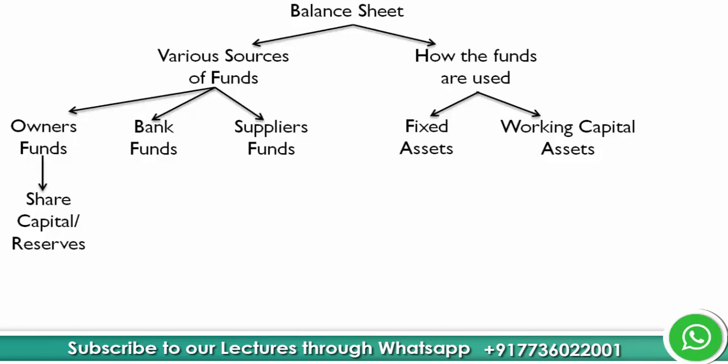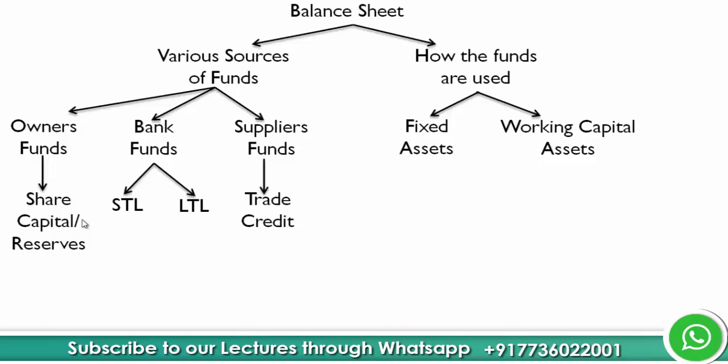So owner's funds can be of two forms. It can be direct and indirect. Direct is share capital and indirect is reserves. And again, a bank loan also can be in two forms. One, it can be a short-term loan, STL. The other one, it can be a long-term loan, LTL. And supplier funds can be in the form of trade credit.